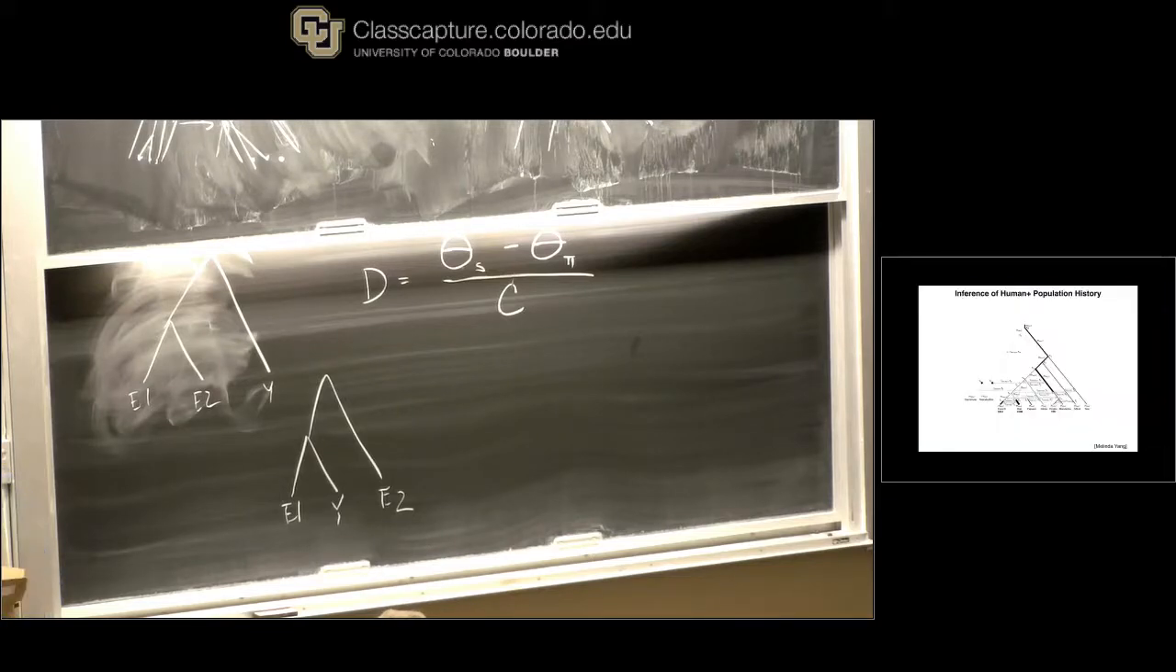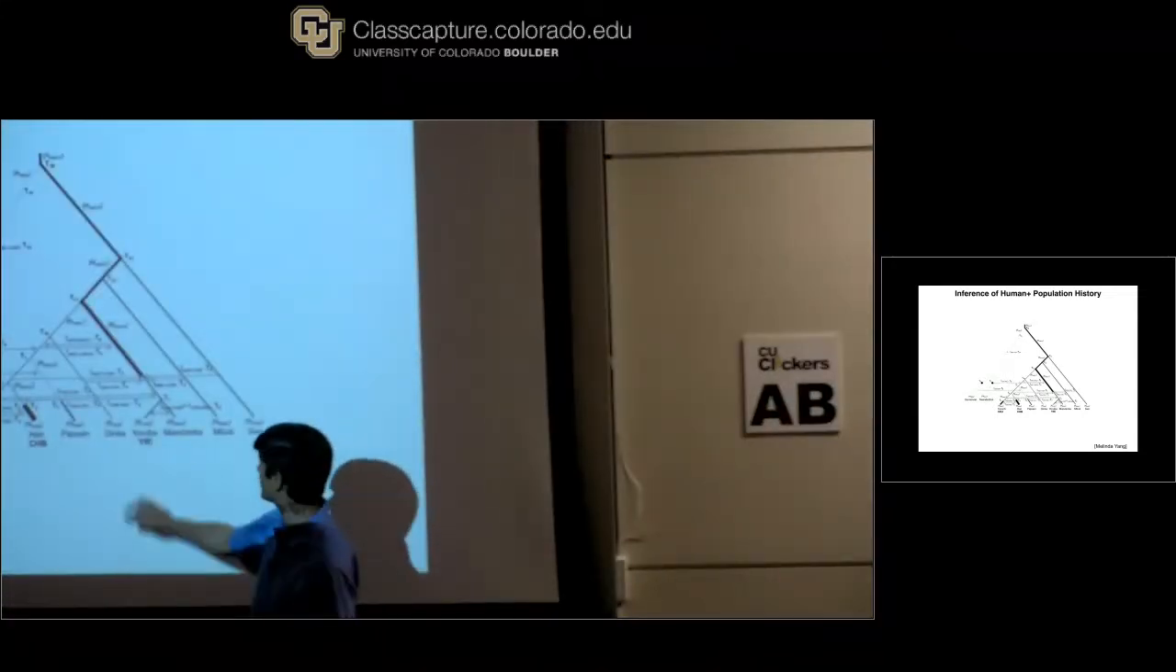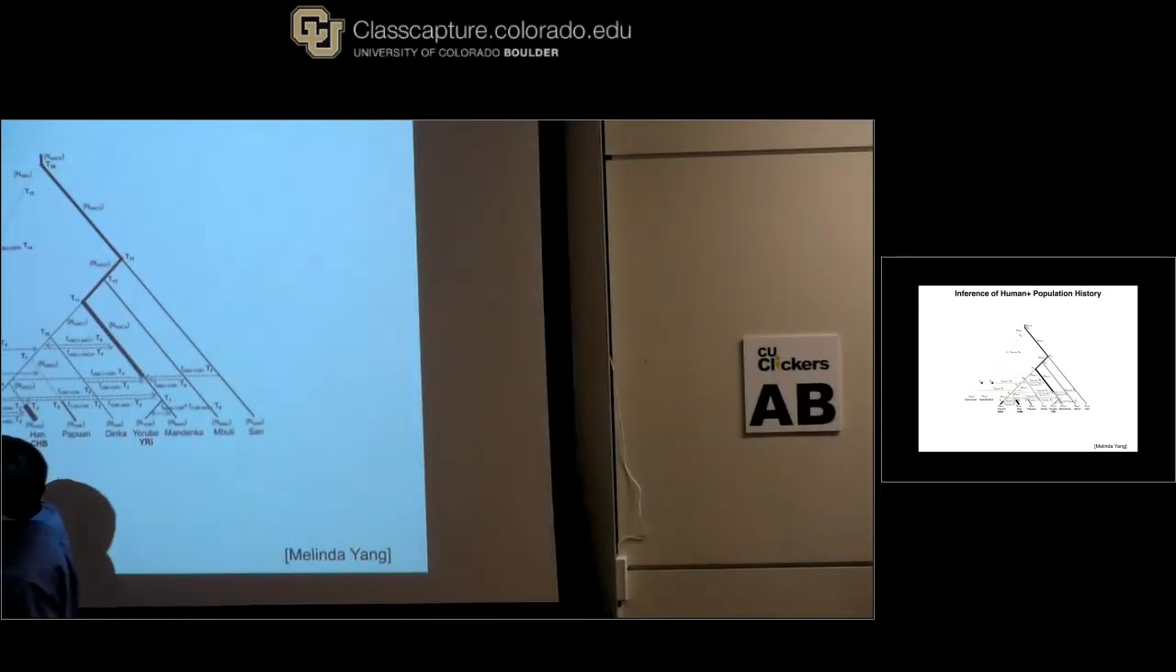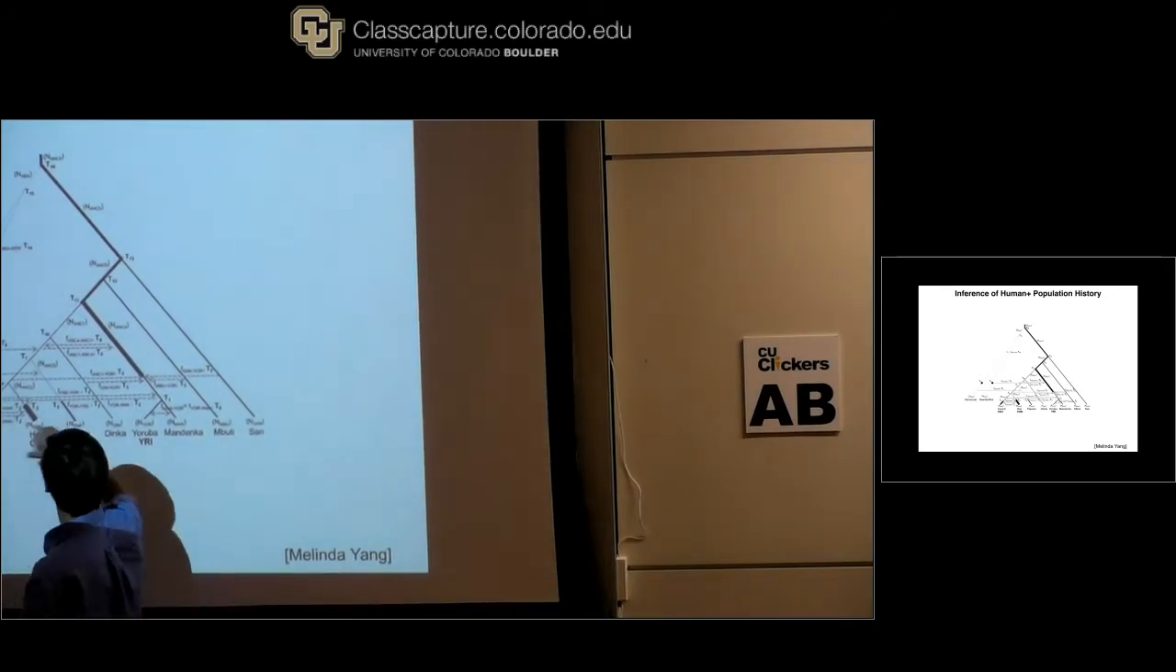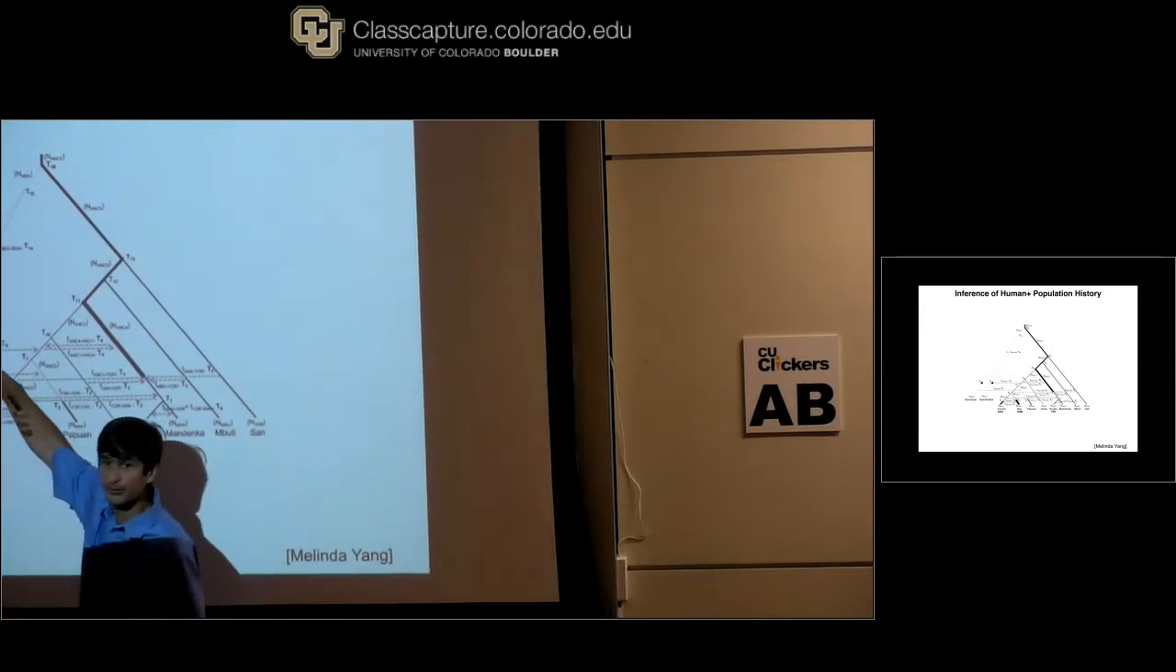So here's an example from Melinda Yang's PhD thesis. She was a grad student with Rasmus Nielsen, I believe. This is an example of the kind of things that you try to infer, okay? So here's a whole bunch of different human populations: French, Han Chinese, Papua New Guinea, various African populations, the Yoruba, the San. This is Neanderthals and Denisovans. There are some dots here because people have actually dug up bones and sequenced them. So you don't only have samples from the present, you actually have some samples from the past.